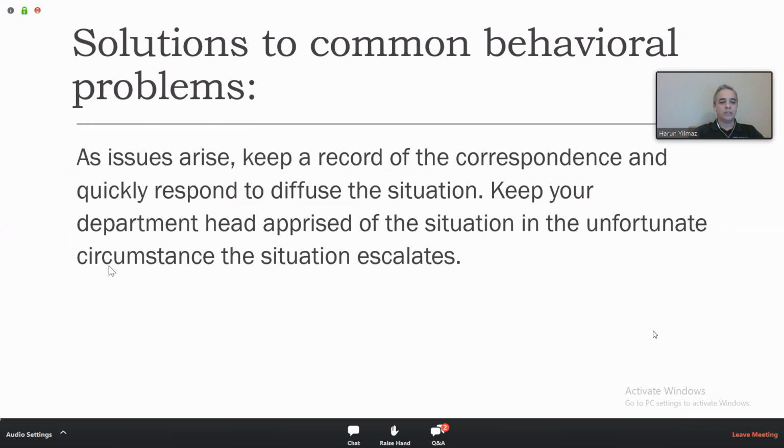You need to cope with these kinds of problems, okay? You need to have specific solutions for those problems. Also, recording is very important. You need to keep a record of correspondence and quickly respond to defuse the situation. Also, you need to let your superiors know about the situation you are experiencing. Okay, so everybody should be on the same page.